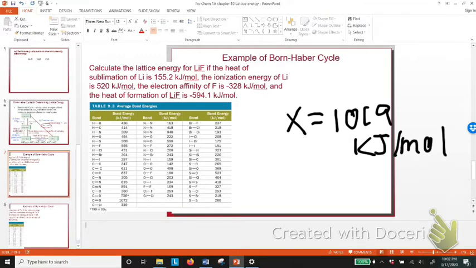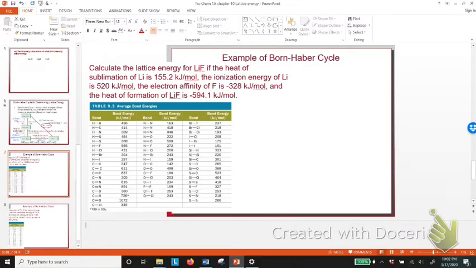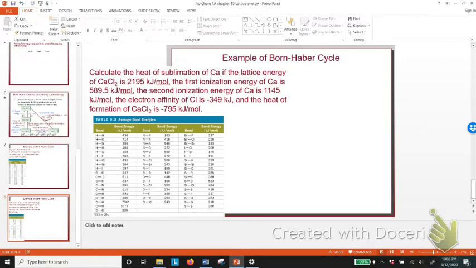Let me go through one more example. All right. So this one, let me see, it's not switching slides. All right. Okay, here we go.